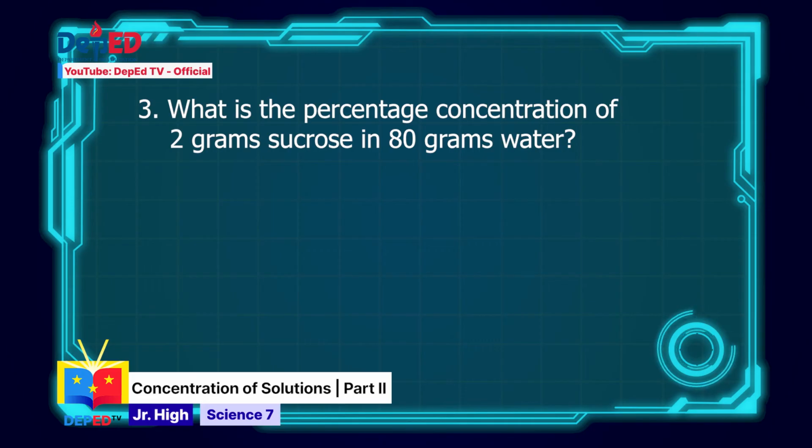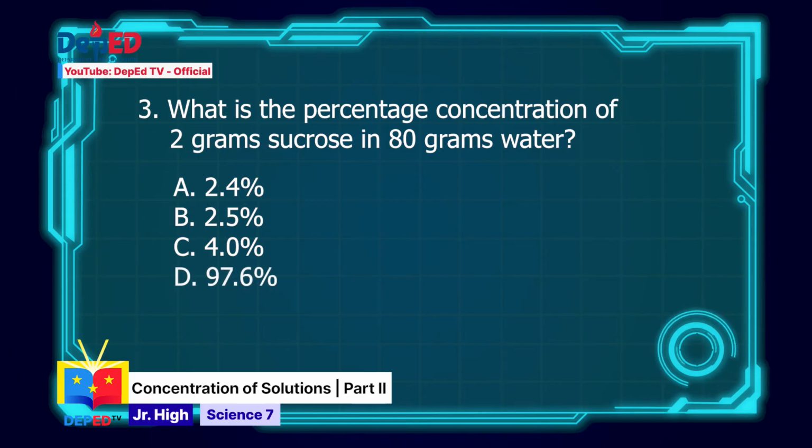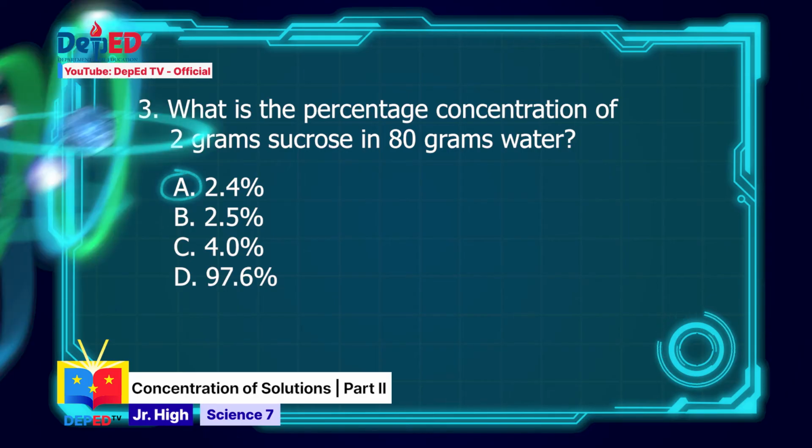Number 3. What is the percentage concentration of 2 grams sucrose in 80 grams water? A. 2.4%. B. 2.5%. C. 4.0%. D. 97.6%. You're as bright as a star if your answer is letter A. Very good! You got it right!